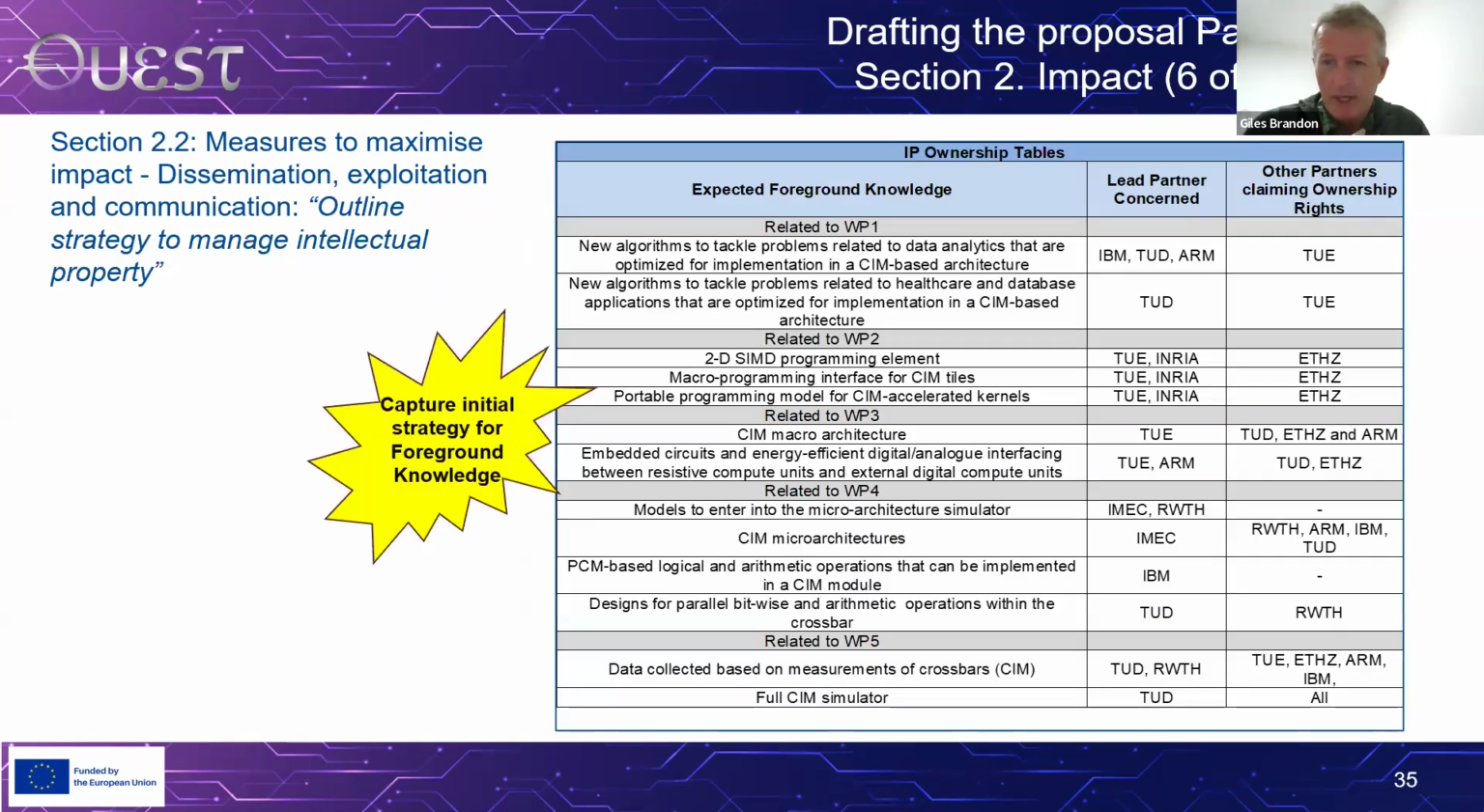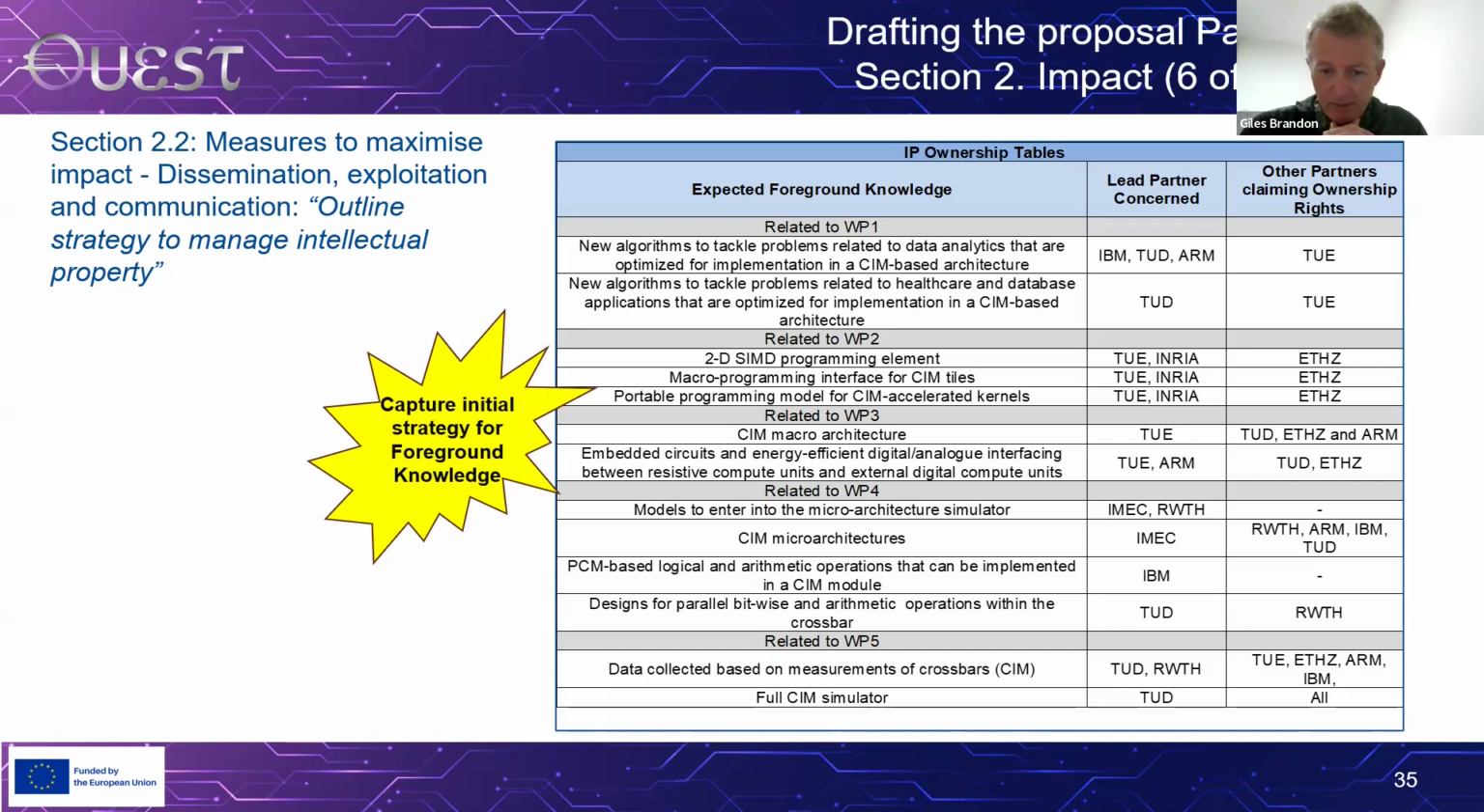Section still on impacts. Another thing you'll be asked to describe is to outline the strategy that you have to manage intellectual property. Here, what I do, and this is a real example in this table, is I create a simple table with these 3 columns: expected foreground knowledge, lead partner concerned, other partners claiming ownership rights.